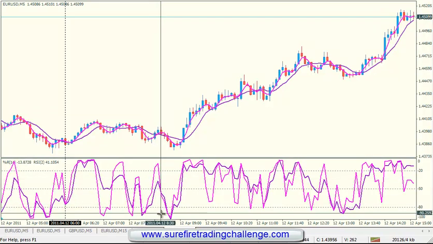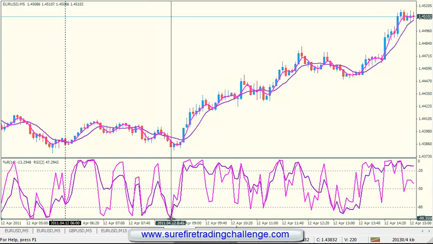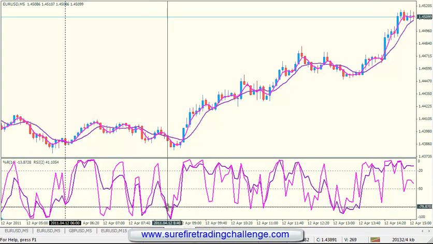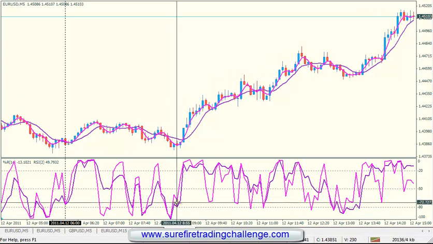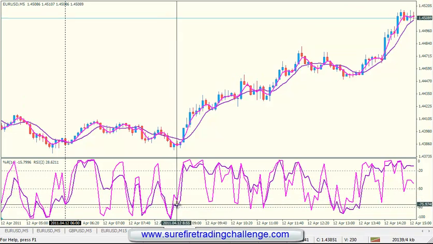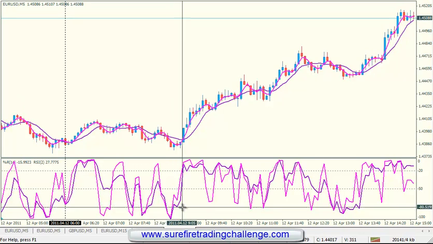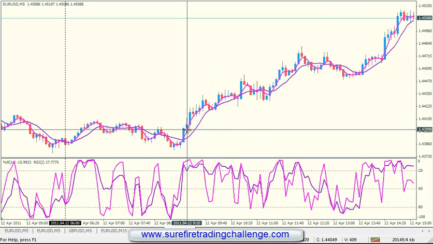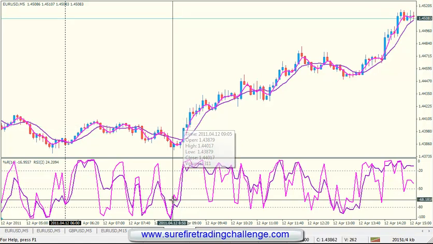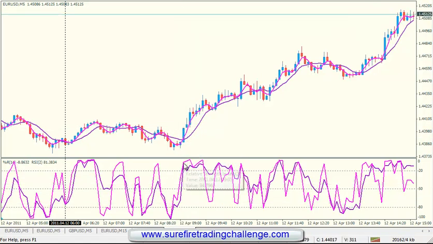Okay, so the next time that my oscillators crossed under the negative 80 line is over here, and then it crossed back above it. So now I wait for the 3 SMA to cross back above my 8 SMA, and that happened over here along this candle. And you can also see that as the candle closed, my oscillators are close to each other and my Williams percent range is below the RSI.